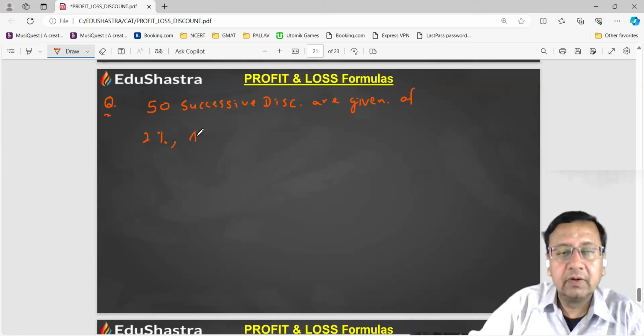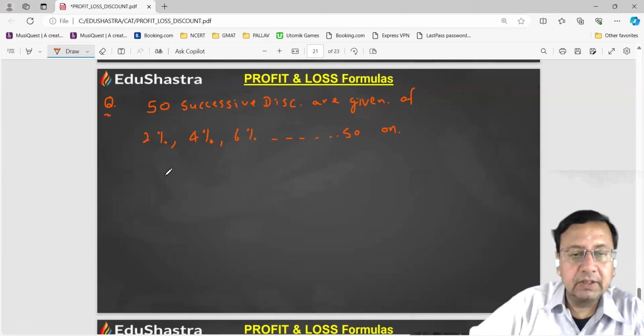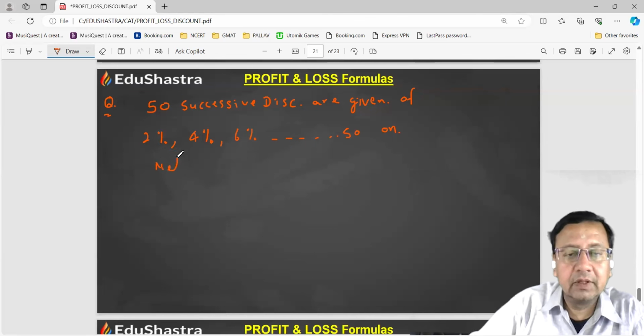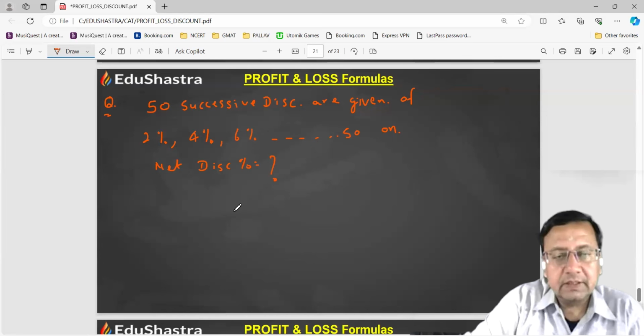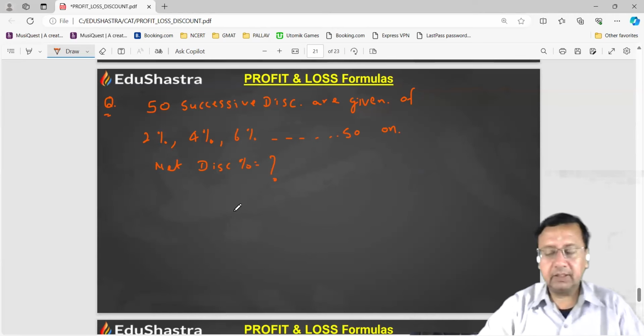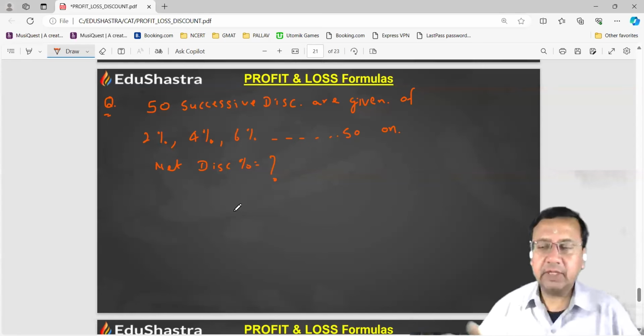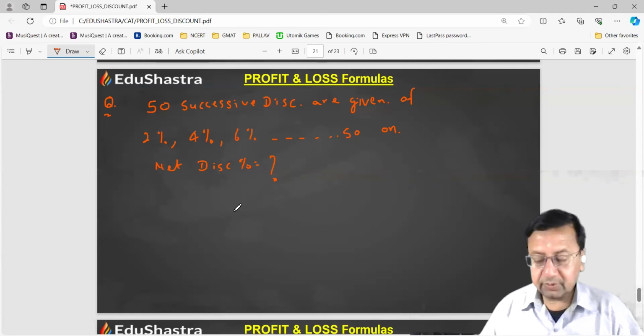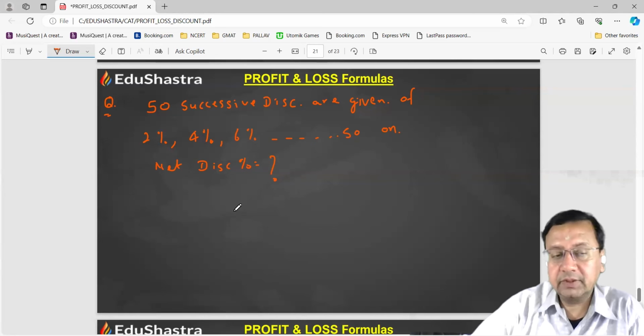50 successive discounts are given of 2%, 4%, 6%, and so on. Done? Question is, what is the net discount percentage? 50 successive discounts are given of 2%, 4%, 6%, and so on. एक के बाद एक करके, because discounts तो one by one ही होंगे, सब discounts एक साथ हम calculate नहीं कर सकते, है ना? So what is the net discount percentage?